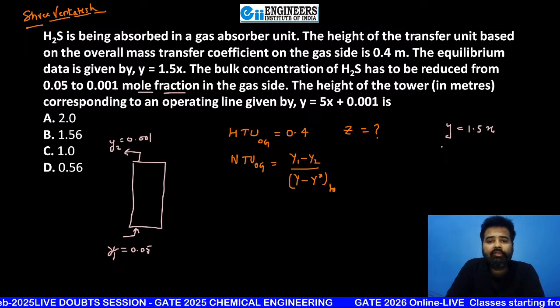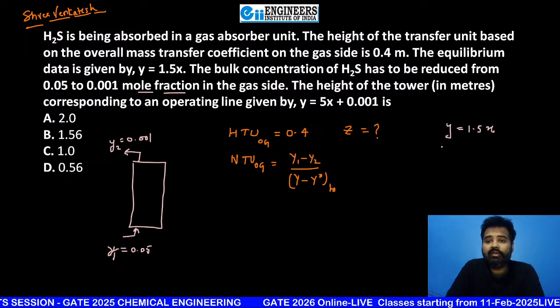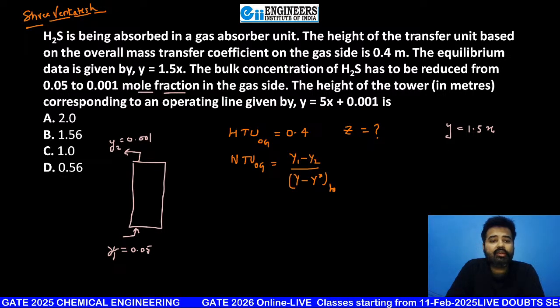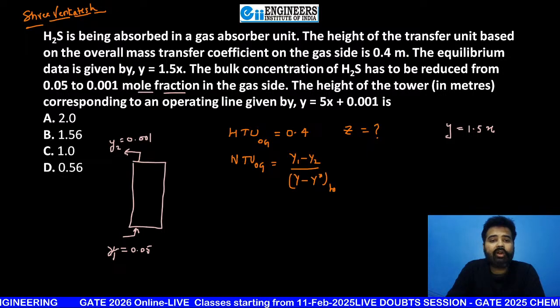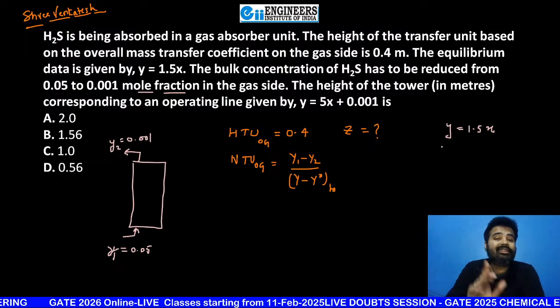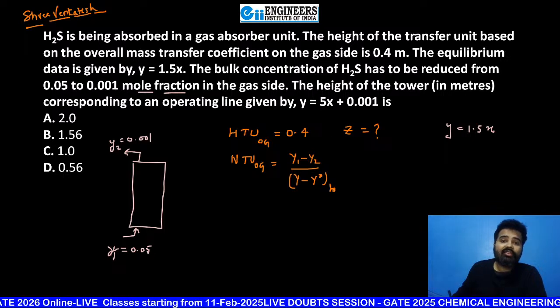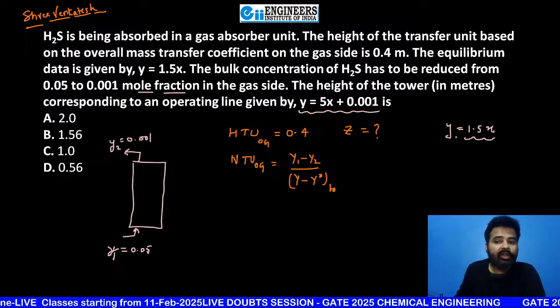Yahan kya diya hai? y equals 5x plus 0.001 and y equals 1.5x. So just write it in place of y star. And one more thing, what is y, what is x? Just see here, the bulk concentration is reduced from this to this on the gas side. Okay, so y2 is 0.001. Okay, fine. So here you have to calculate y star, na. Y star is 1.5x, na beta. So if y star is 1.5x, then this x is the real x. You are checking what is the value of y with the real x. So extract the value of x from here, and put it here, it will give you the y star value.